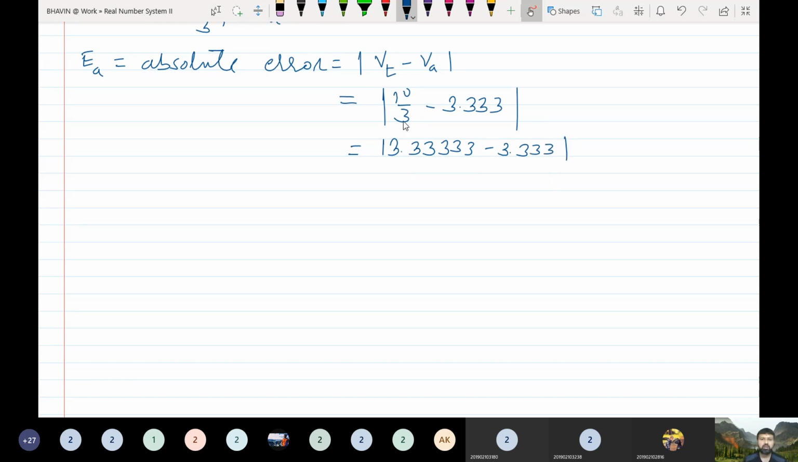Do you understand? This you need to calculate by scientific calculator. Okay, so if you subtract this, then the final answer is 3.33 into 10 raised to minus 4. So this is the final answer. Do you understand?